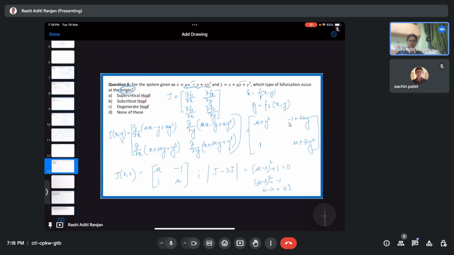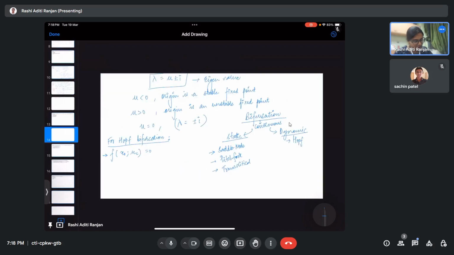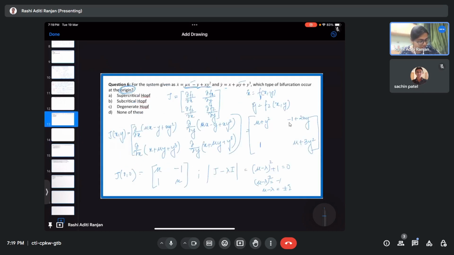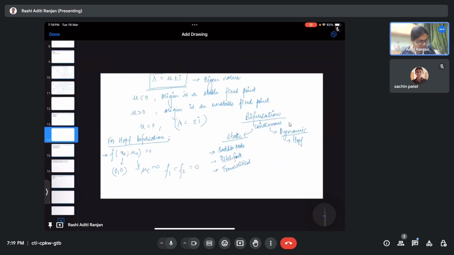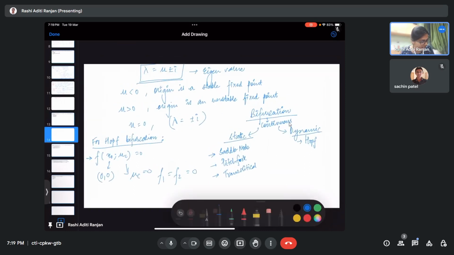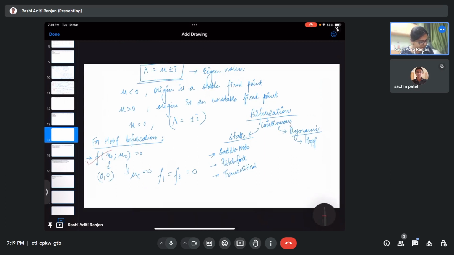I hope you know this. This is very easy. From where do I get it? I get it from the eigenvalue, because mu is actually changing behavior at mu equals 0. Before mu equals 0, it was stable. After mu equals 0, it is unstable. So my mu critical value is 0 itself. If I put x naught, which is 0 comma 0, and mu c equal to 0, I'm going to get both f1 and f2 equal to 0. You can see it from the equation also. So my first condition is satisfied, right?